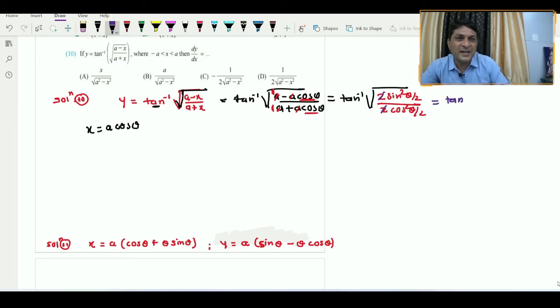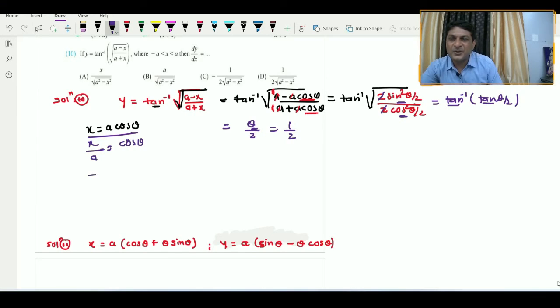So what we will get here, tan inverse of sin square upon cos square, it's tan square theta by 2, and outside the root it becomes tan theta by 2. So here tan and tan inverse will get cancelled. So what is the simplest form? Theta by 2, which is equal to 1 by 2, keep it as it is. Now I am substituting the value of theta. Observe here, from this expression we are finding the value of theta, x upon a is equal to cos theta. So it implies that theta is equal to cos inverse, or simply we can say that we are taking cos inverse on both sides. So we will get this result.